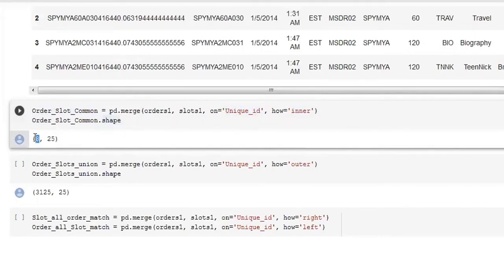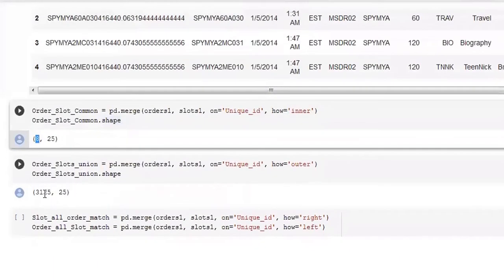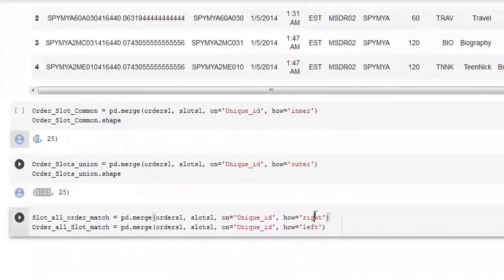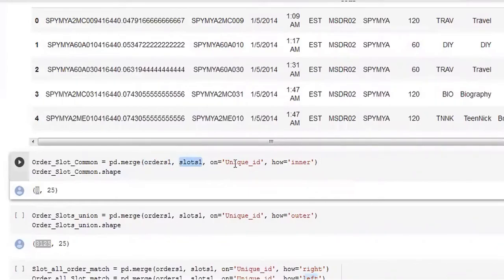the inner join, I will see that there are only 8 observations which are common observations. That's why I got 8. For outer join, it is 3025, and this can be performed on right and left, and we can see how many observations there are. So this is pretty simple. People who have worked with SQL will find it pretty easy. This is the left table, the right table, the key which we want, and the kind of merging or joining that we want, how equal to.